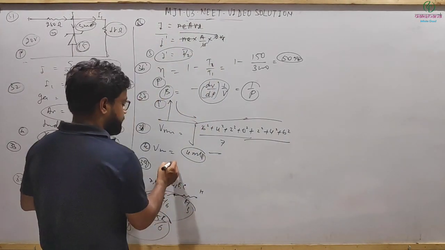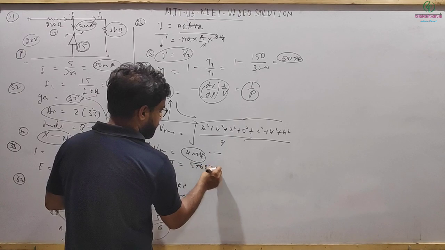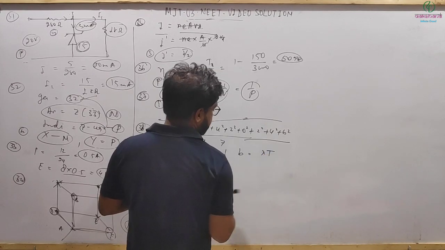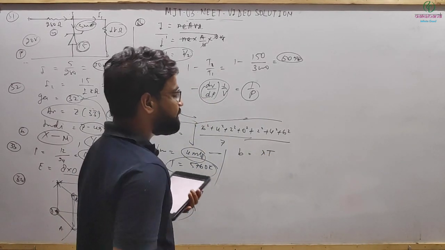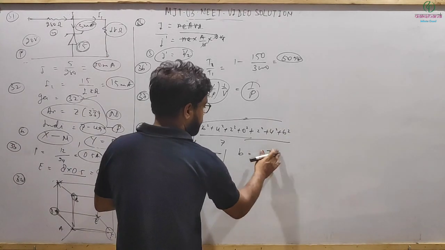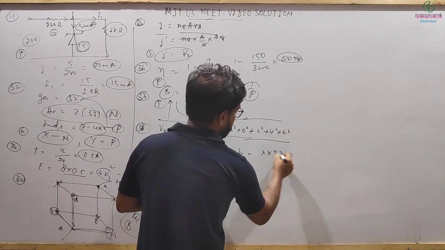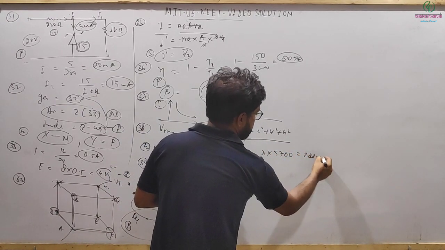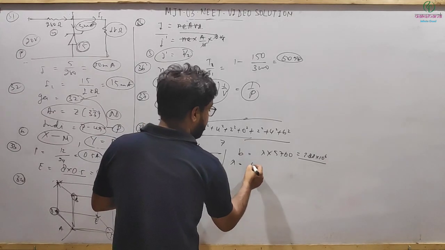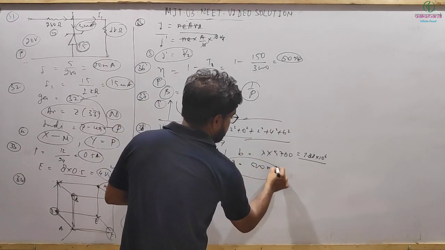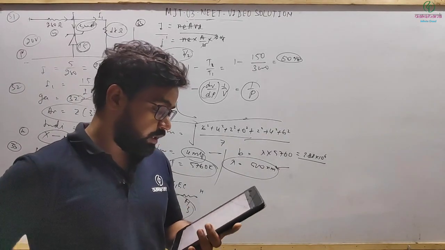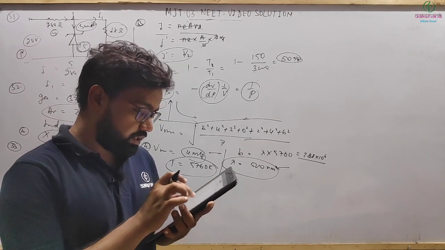So first thing is the temperature is 5760 Kelvin. By Wien's displacement law, B is equal to lambda into T, because lambda is inversely proportional to temperature. Here substituting 5760, B is equal to 2.88 into 10 to the power 6. Solving it, we are getting lambda is equal to 500 nanometer, which means the radiation emitted will be maximum for 500 nanometer. So for the remaining it will be less than this.